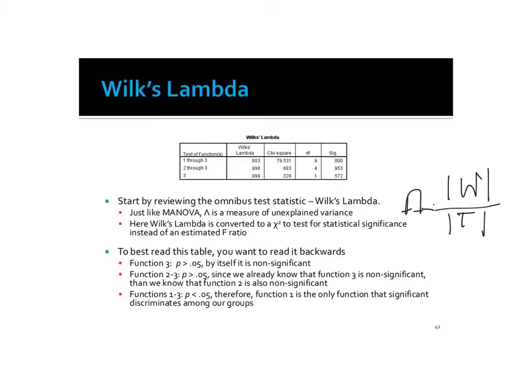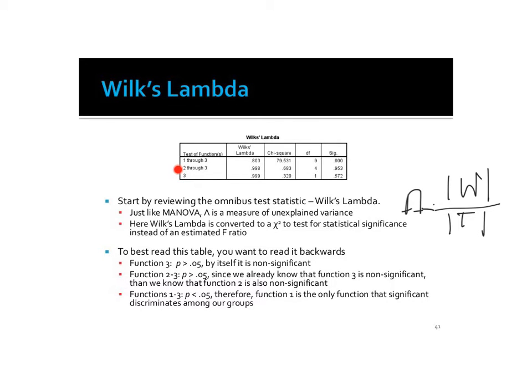Here, Wilks lambda is converted into a chi-square for testing statistical significance instead of F ratio like we saw for MANOVA. If we take a look across our overall things, it's almost easier to read this table backwards. Because what this does is, if I test function 3 alone, what it's telling me is that does not significantly differentiate between the groups. So function 3, not very useful.